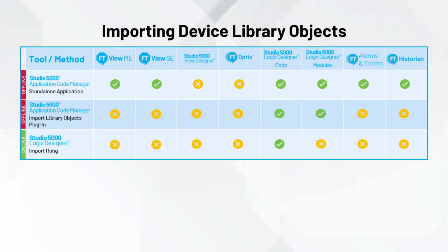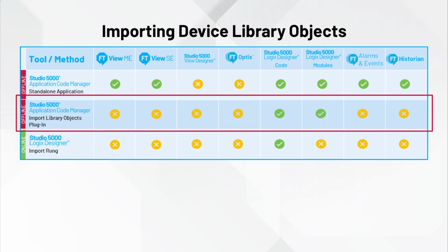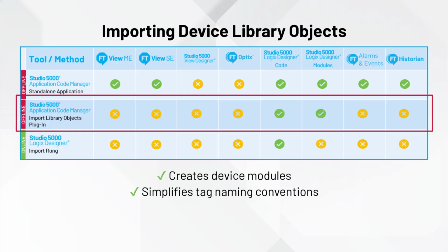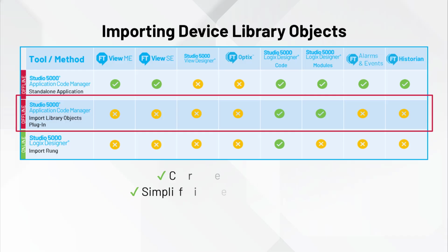If you already have an existing project that you want to add a new device object to, there are a couple main methods. Option 1, if Studio 5000 Application Code Manager is installed, you can use the Import Library Objects plugin to call up a wizard to configure the import. This option is great because it can also create and configure the module in your I/O tree, and it takes care of a bunch of tag naming conventions for you automatically.